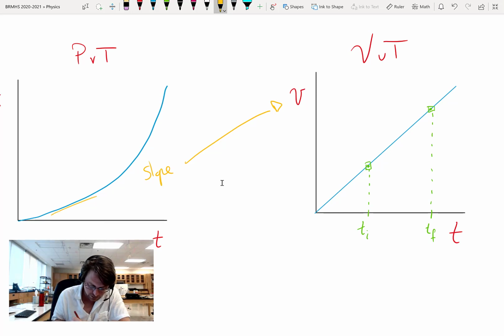We said, how is the slope changing? It's getting steeper and steeper. The absolute magnitude of the slope is increasing. It's getting either more steep like this, or it's getting more steep like this. And so that slope tells you the velocity.